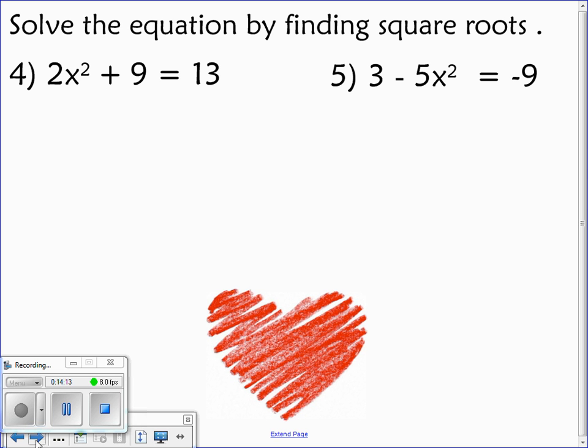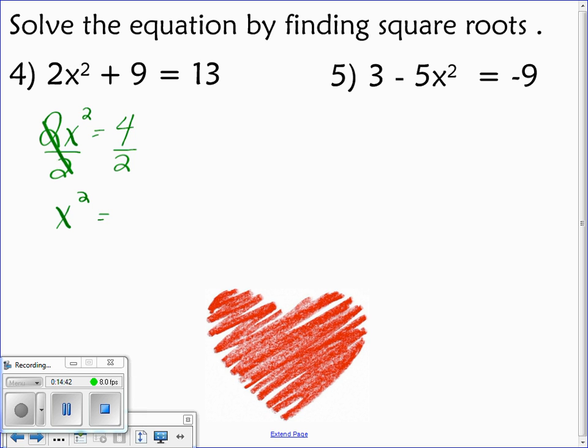All right, what about number 4? All right, guys, number 4. What do you want to do with that one? Subtract the 9. So 2x squared equals 4. I have a lot of students who will try to take the square root here. Is x squared by itself? You got to divide by the 2 first. Yeah, you have to totally get the x squared by itself.